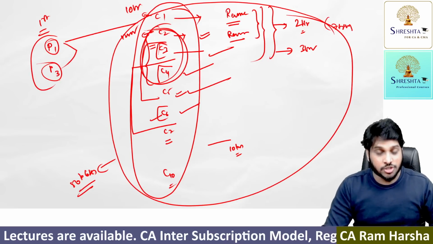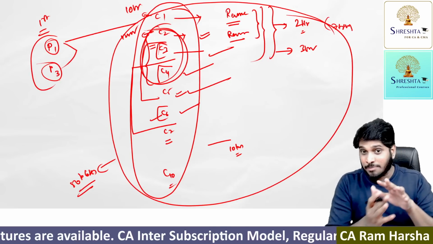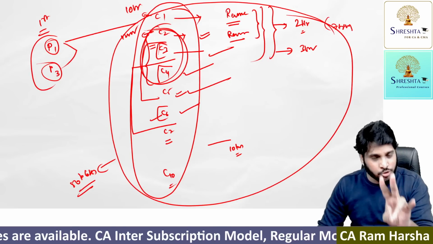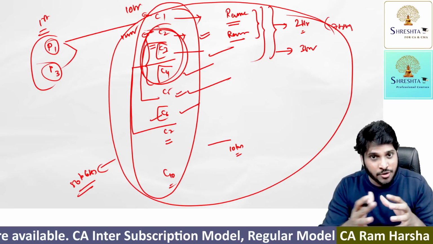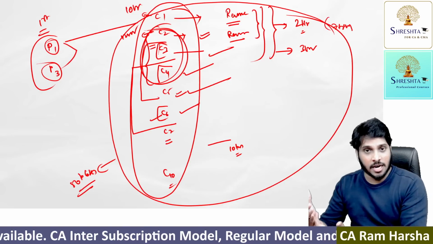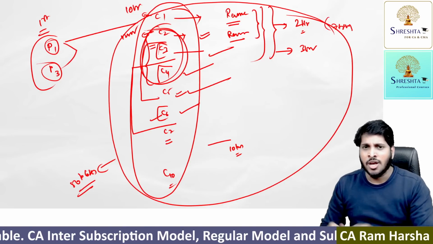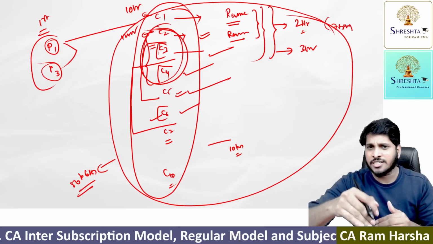So first, plan with 2 subjects. Don't simultaneously read 4 subjects. Read only 2 subjects in a single group. After you finish 2 subjects, then focus on the other 2 subjects. Getting it?